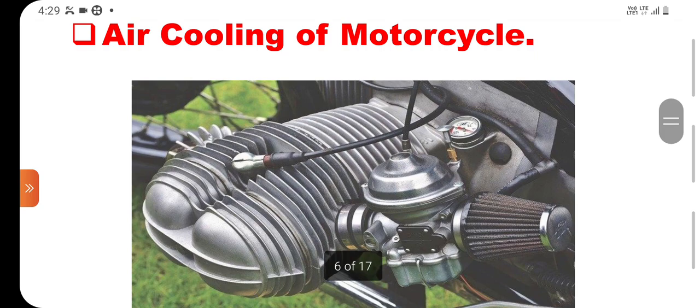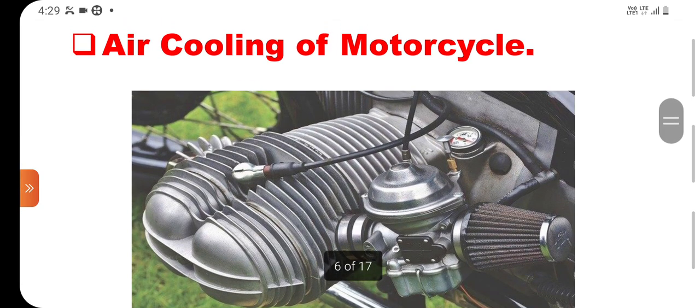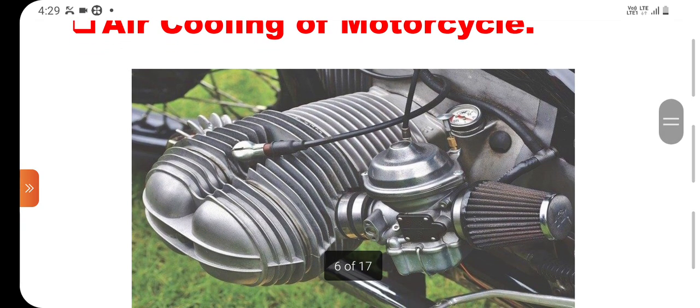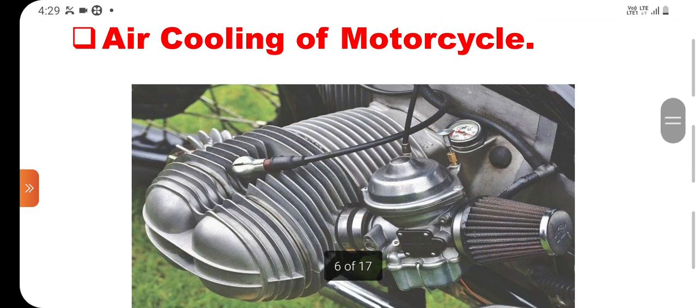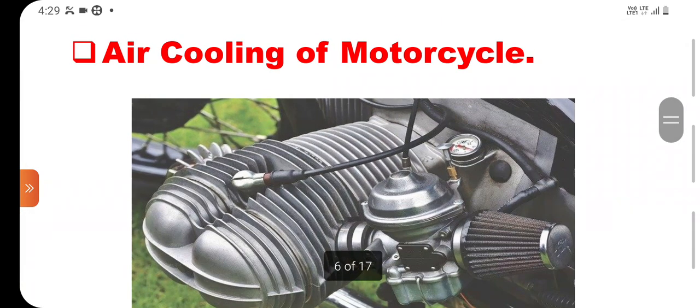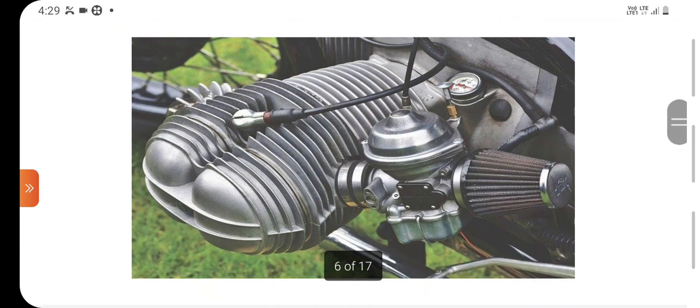Generally, for these air cooling systems, look at this diagram. These are the fins of a two-wheeler engine. The aluminum fins are provided over the engine cylinder, that is the air cooling of a motorcycle. Look at this, these aluminum fins are provided for air cooling systems.